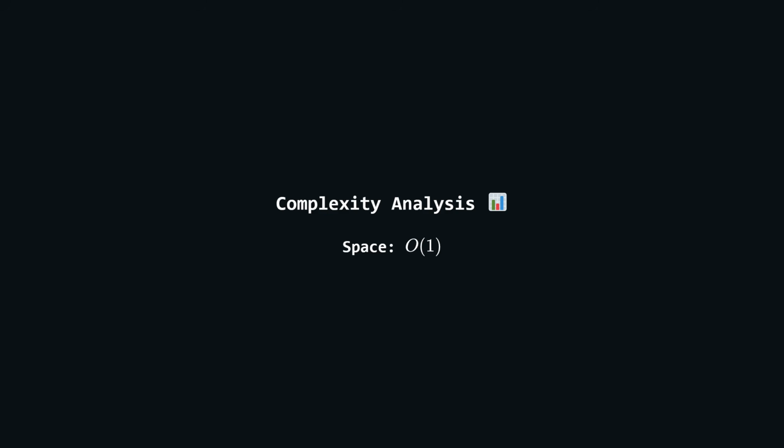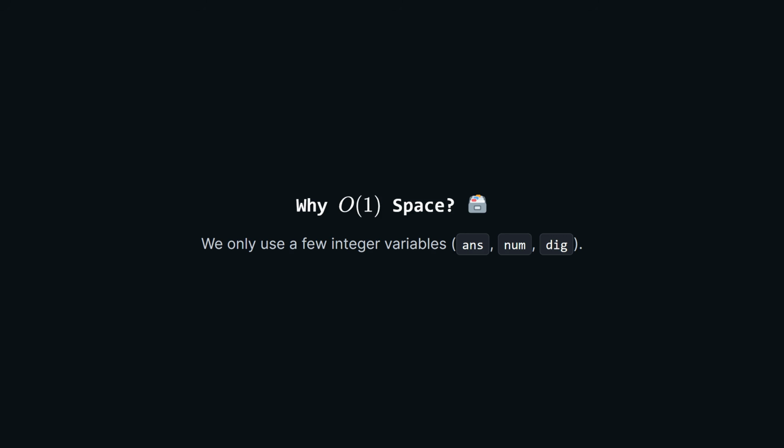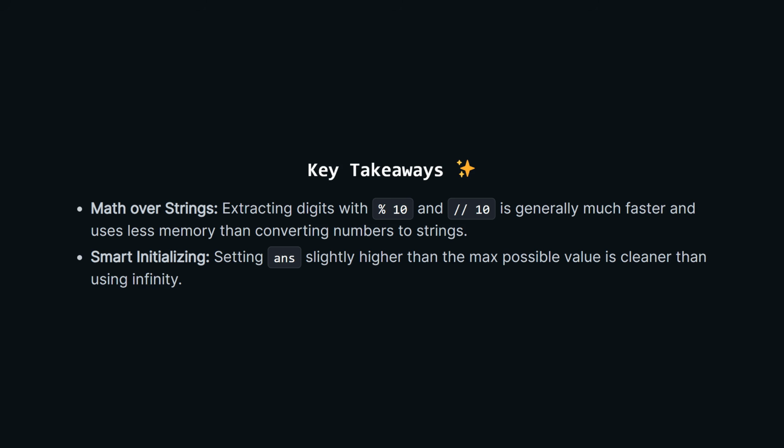The space complexity is an incredibly efficient big O of 1. This is because we aren't creating any new lists or massive data structures. We only use a couple of simple variables that take up a constant, tiny amount of memory no matter how large the input list is. A great takeaway from this problem is that using pure math to extract digits is almost always faster than converting numbers to strings first. It's a fantastic pattern to memorize for interviews.